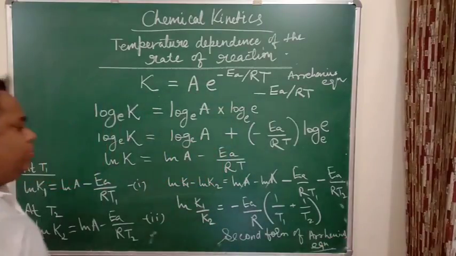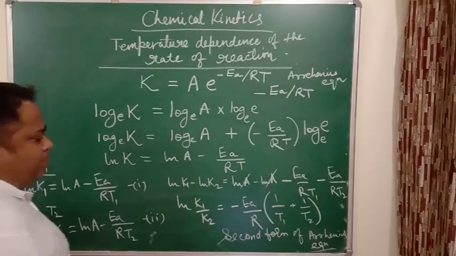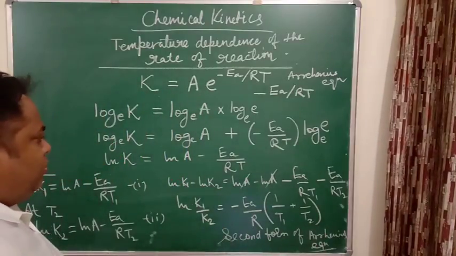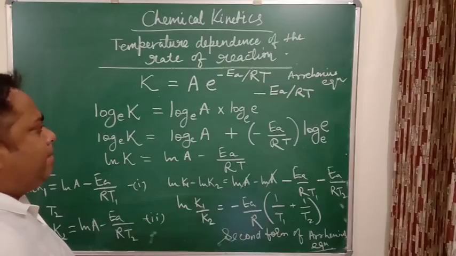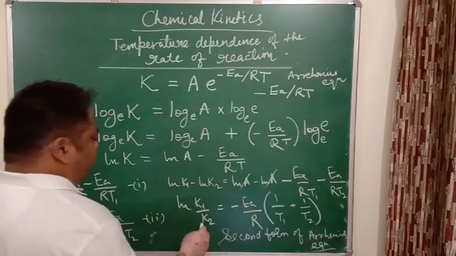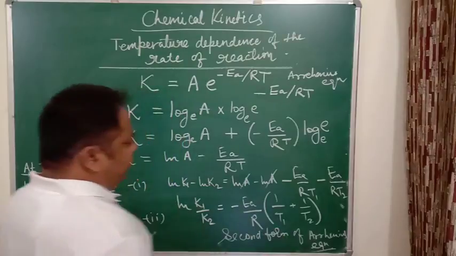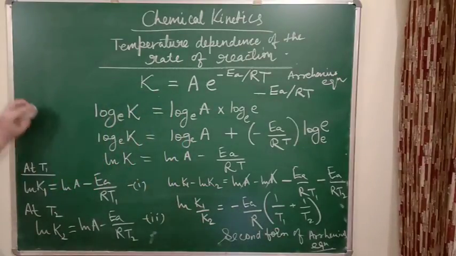Now, as I told you, when there is a change in temperature by 10 degrees C, the rate constant or the rate of reaction will be nearly doubled. So we can find out the ratio of k1 and k2 for a 10 degree change in T1 and T2. So you can verify what I said by putting in the values.